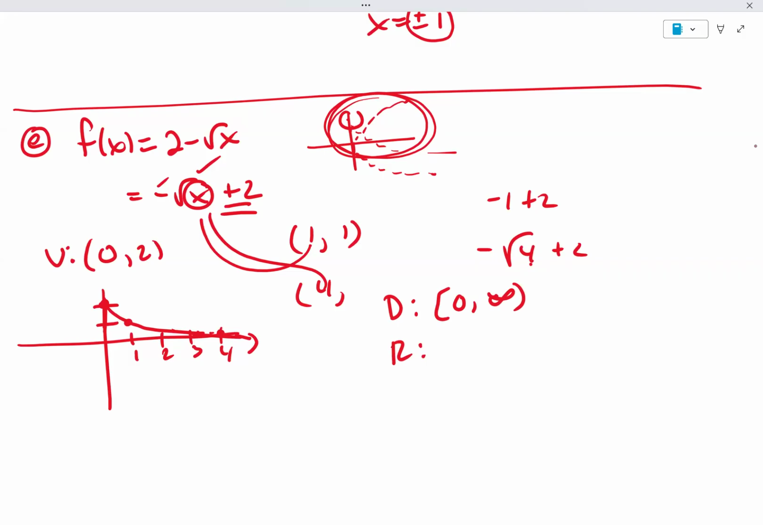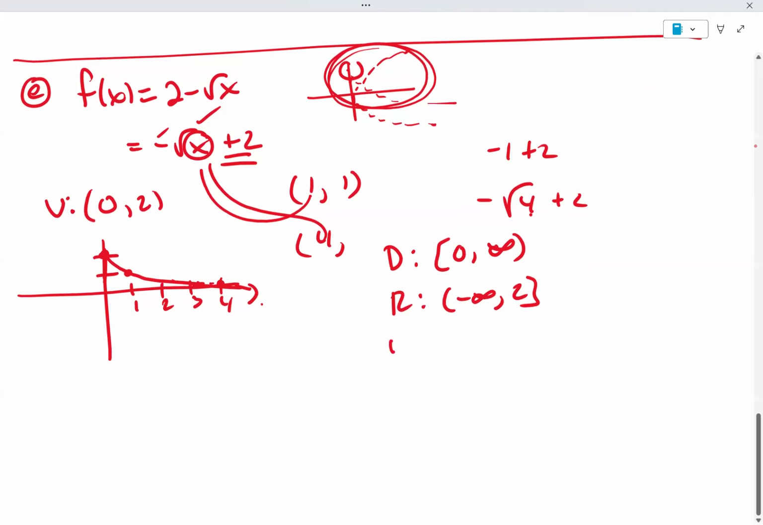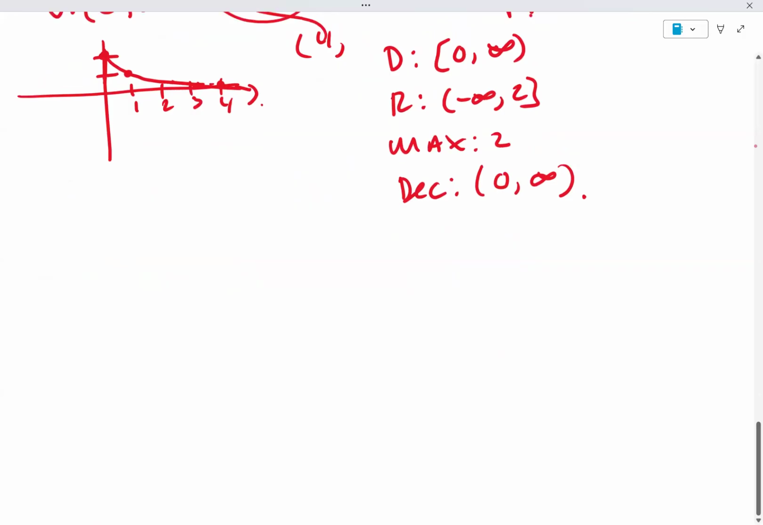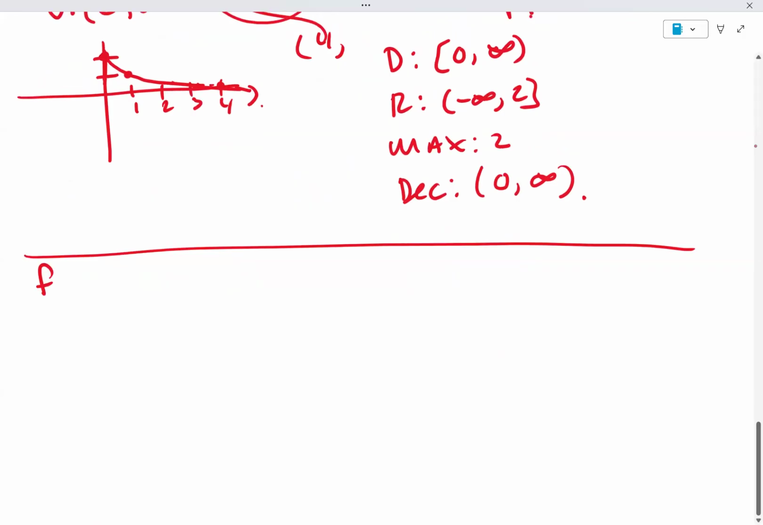The range is from low to high. It's going to go from negative infinity to a high y value of 2. And that also means the maximum y value is 2, and there is no min. My function here is strictly decreasing throughout the entire domain, so it's decreasing from when x is 0 to infinity. And the last graph is part f. f of x equals 2 times the absolute value of x minus 2.